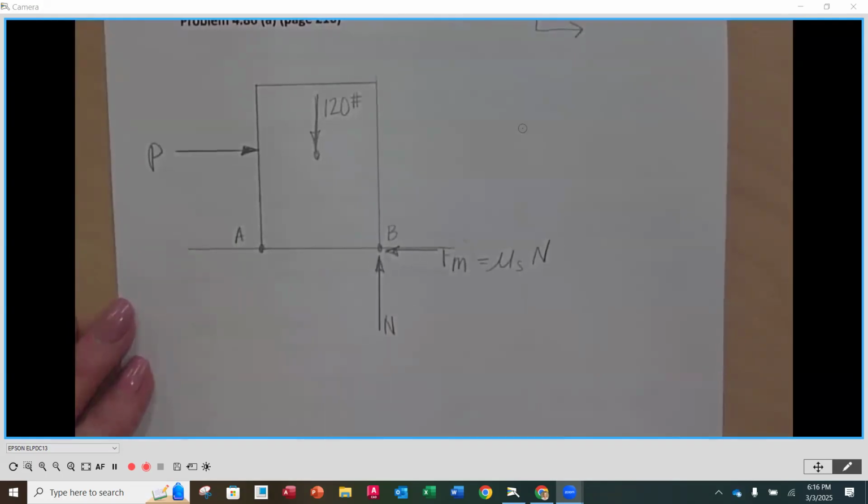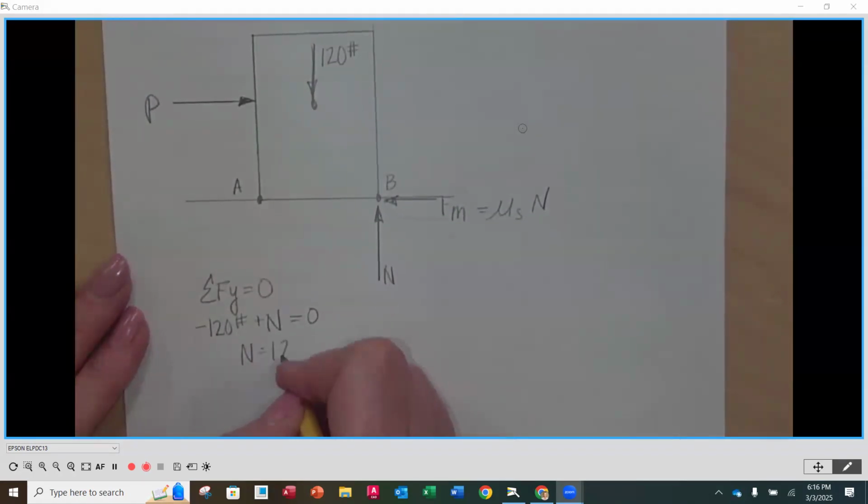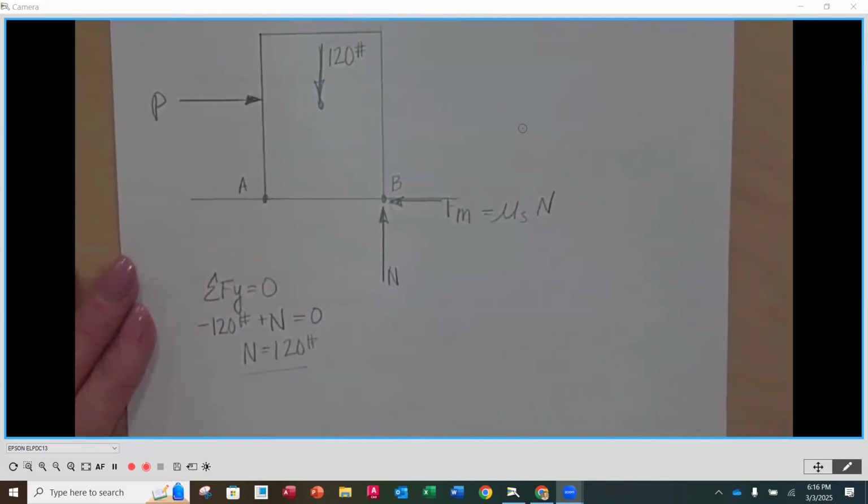Yes, Jesse, just like last time, you're right. We're going to sum our forces in the y direction equal to 0. Okay. So we've got a negative 120 pounds this time, plus N for our normal force equal to 0. Moving my 120 to the other side, my normal force is going to be equal to 120 pounds. All right. That's the number that we're going to put in here for that maximum friction force.